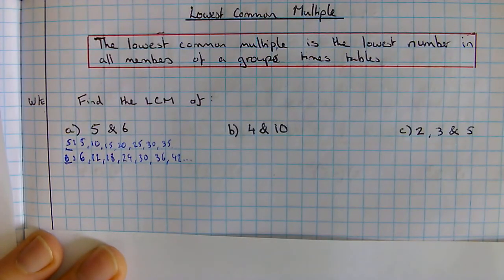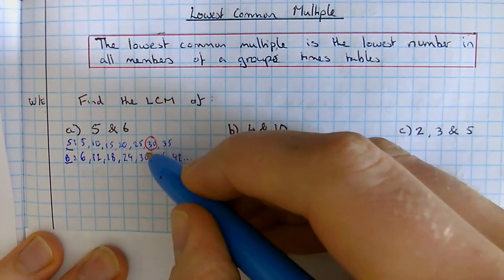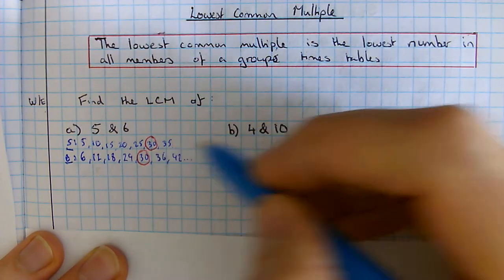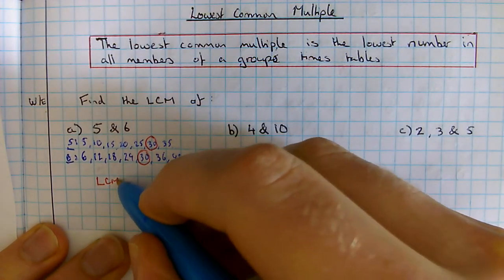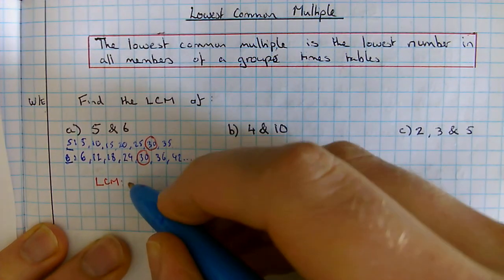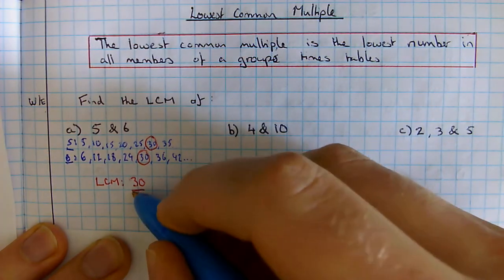And we should see that the first number that we come to, which is in both times tables, is this one here. So 30 is in both times tables, and this is a concept which is going to become really essential when we start looking at the units on fractions, when we look at proportion, when we look at ratio. So there's my lowest common multiple of 30.